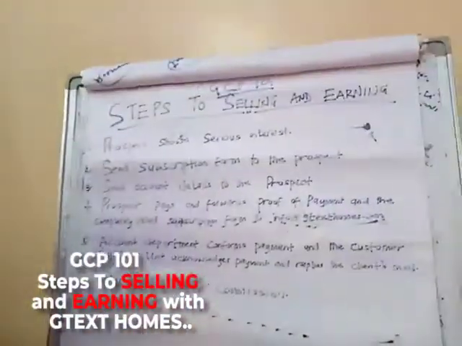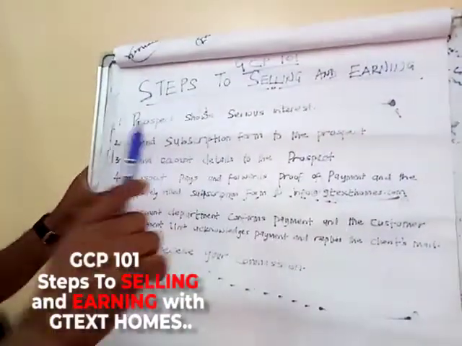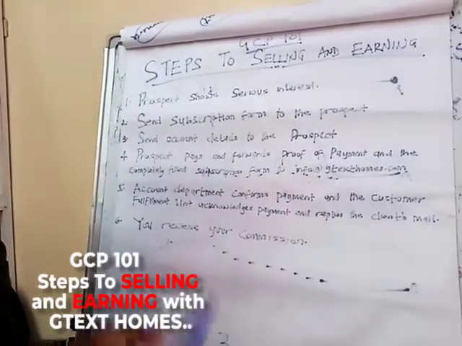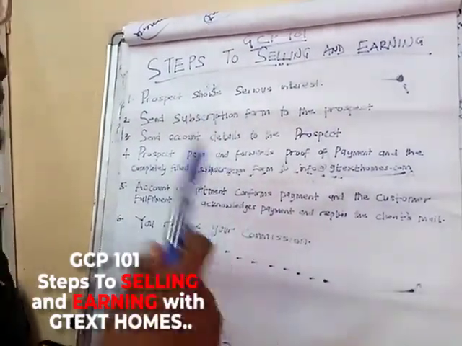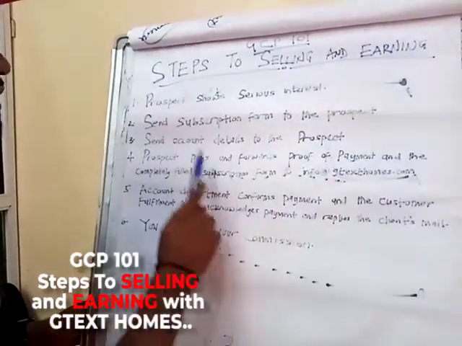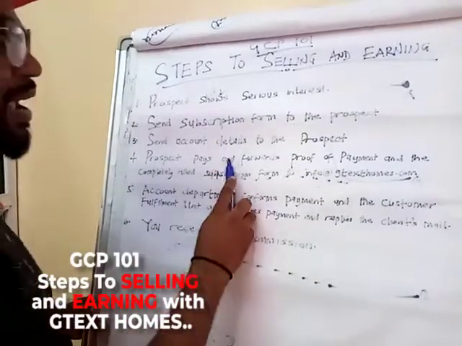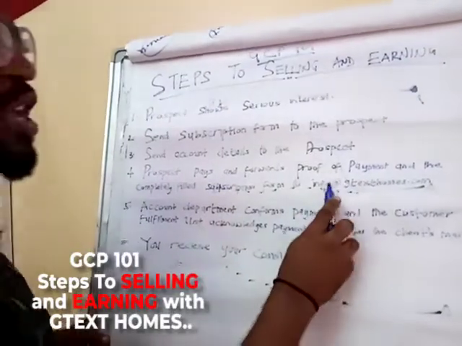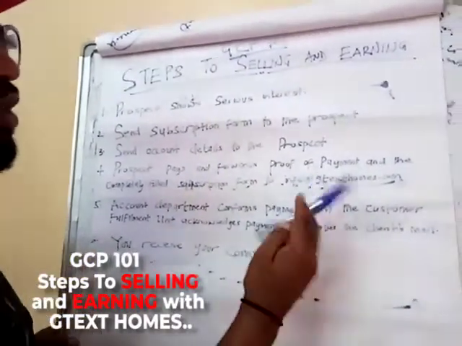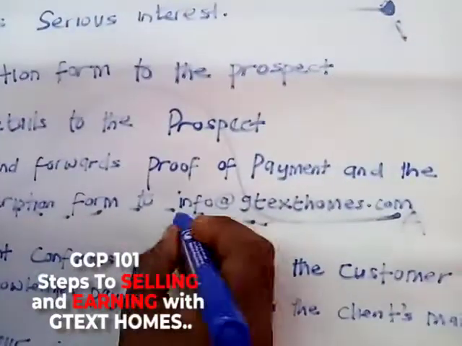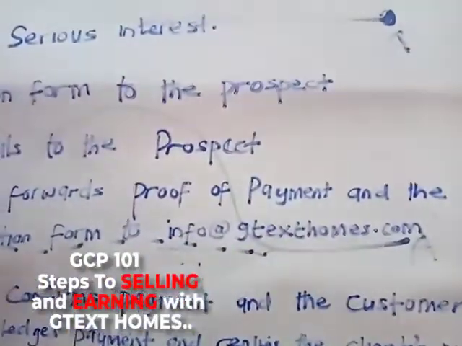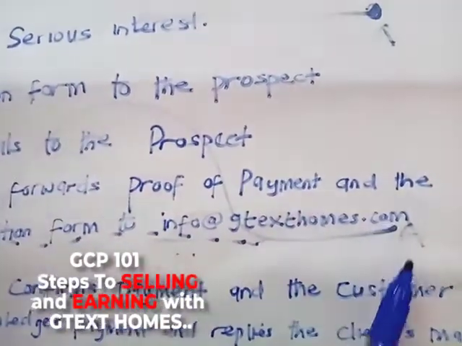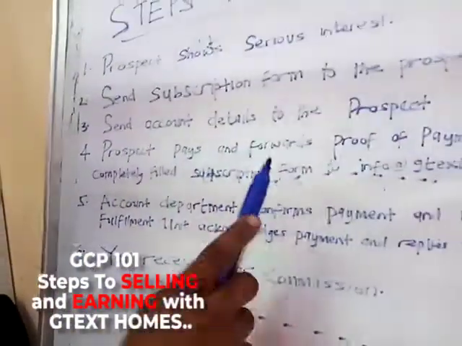So immediately the client is done filling the subscription form, what happens is that you send the account details to the prospect, any of our account details, depending on which the prospect is willing to pay into, whether our local or our foreign accounts. The person makes payments, and then stage 4, the client forwards proof of payment and the completely filled subscription form to info@gtexthomes.com. So this is the email address that the client sends the proof of payment and subscription form to. So after that, stage 5, the account department confirms the payment.